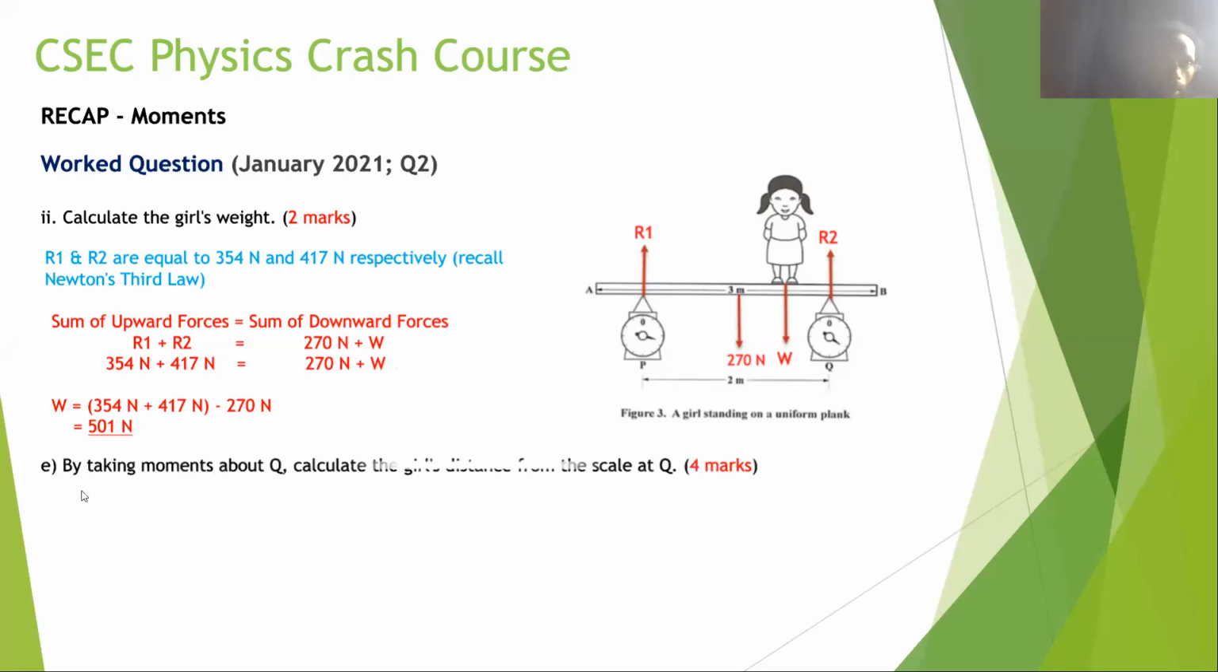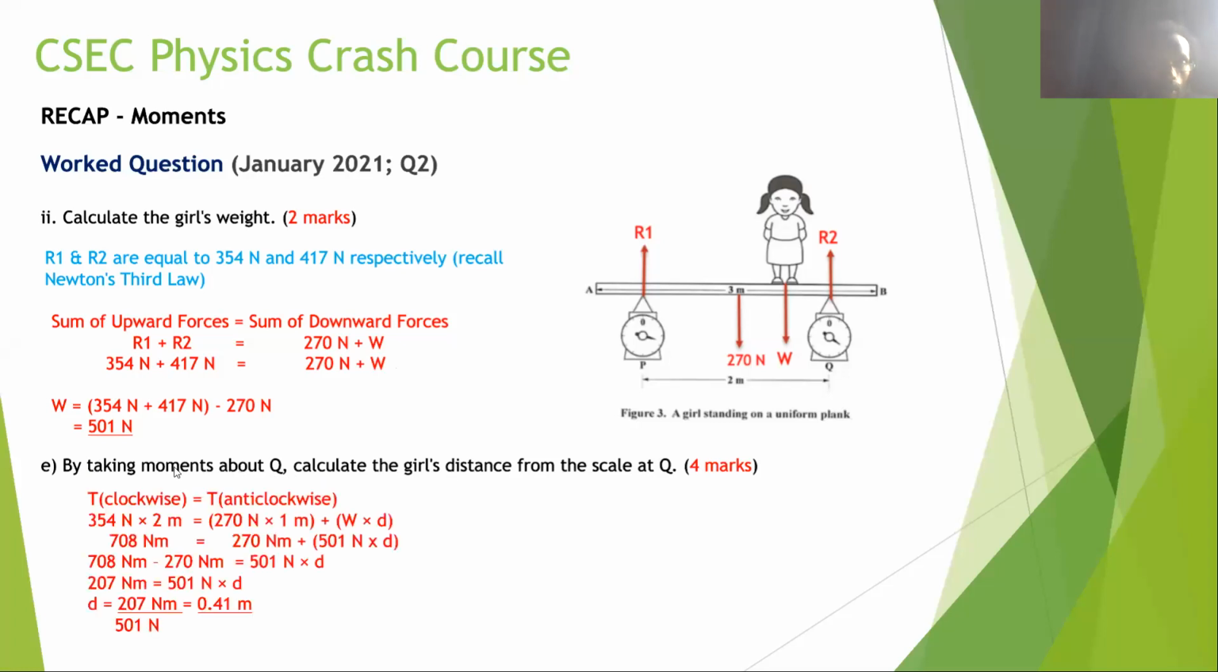Question E, by taking moments about Q, calculate the girl's distance from the scale at Q. Taking moments about Q means that you're going to take all your distance measurements from Q. So we also will consider the turning effect from Q and not anywhere else.